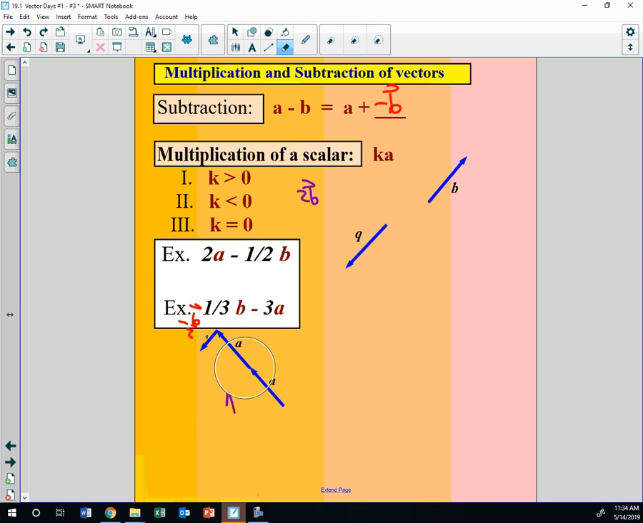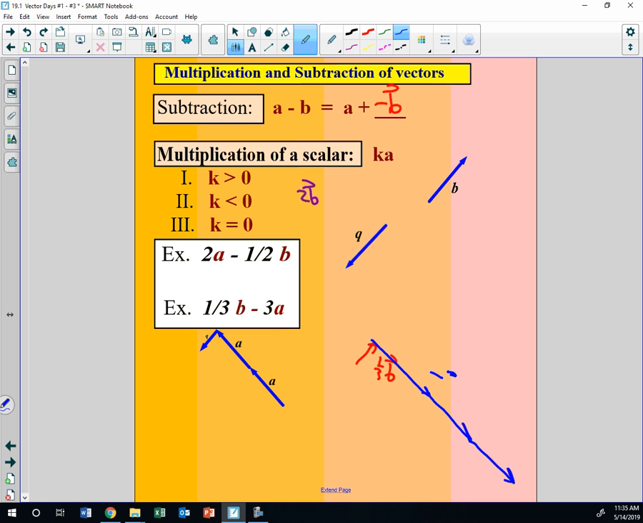So when you sketch this one out, what you'll have is 1/3 b. It's about like this, 1/3 b. And then we're going to subtract 3a. So a goes up, minus 3a goes down. 1, 2, 3. There's your minus 3a. So did you get something that looked like that? Does that look about right?